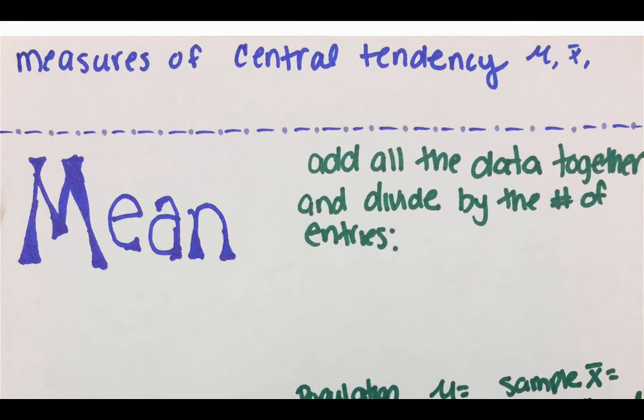So we're going to fill in this anchor chart together as we go through so that we all have the same information. And then we'll use this information to apply to certain problems. So again, measures of central tendency.